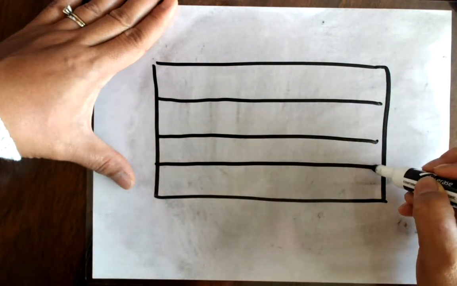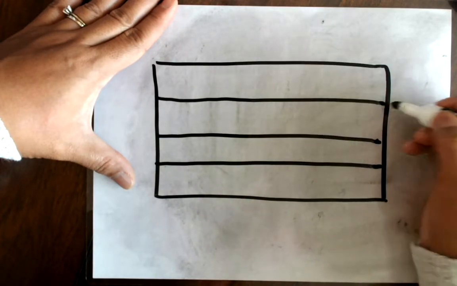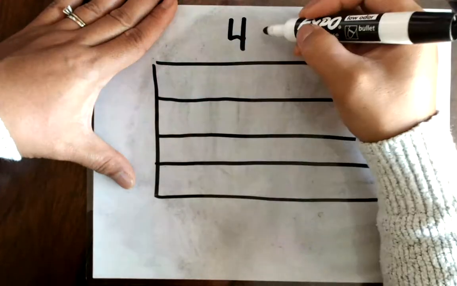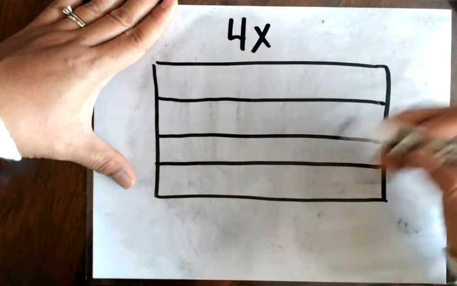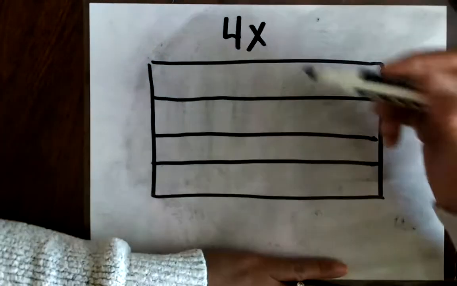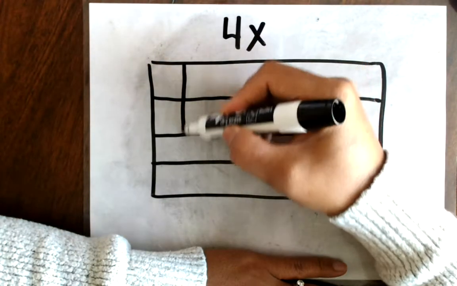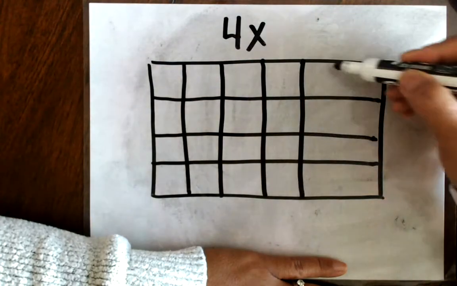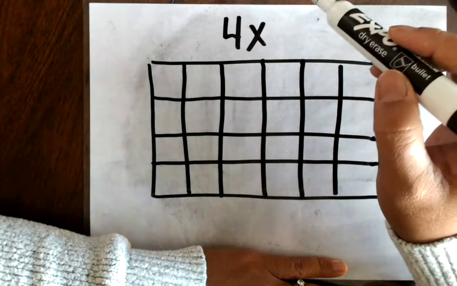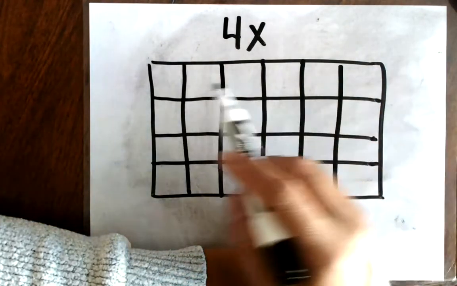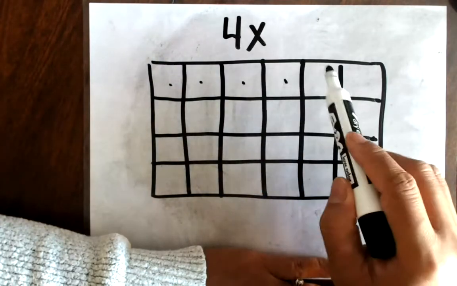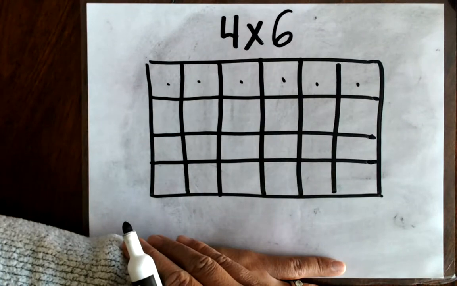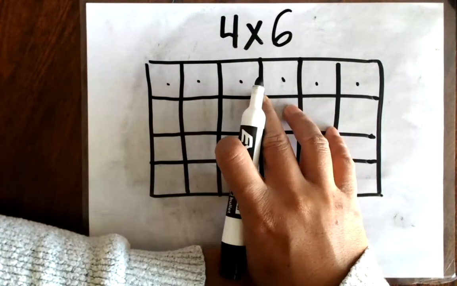1, 2, 3, 4. So because I know I'm dividing it into four rows, I'm automatically just going to write 4, because it's 4 rows times however many square units I'm going to put in each row. Let's just see how many fit in here. Let's see, there's one, two. Keep drawing with me, boys and girls. Three, four, five. Okay, I drew my rectangle and it has one, two, three, four, five, six squares in each. So automatically I know that my multiplication problem for this area model is 4 times 6.